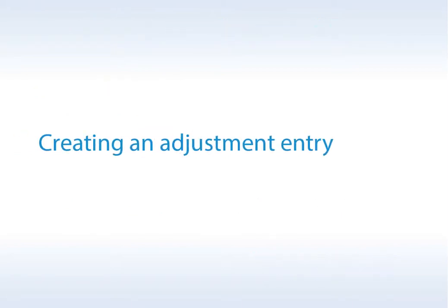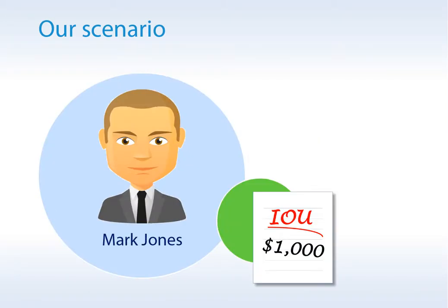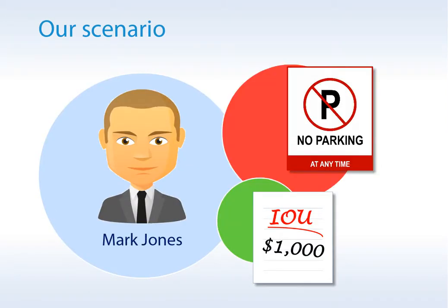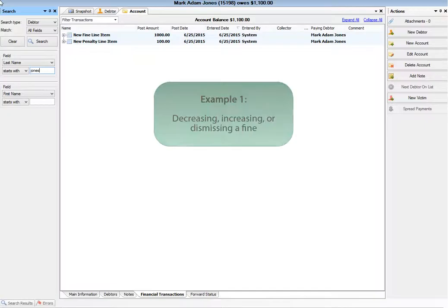Posting an adjustment begins with creating the adjustment entry. In this video, Mark Jones owes $1,000 in parking citations. The court penalized him an additional $100 for arguing with a parking official, increasing the amount owed to $1,100. Mark appealed the penalty, and the court reduced it to $50. So we'll need to enter an adjustment of minus $50 to decrease the penalty.